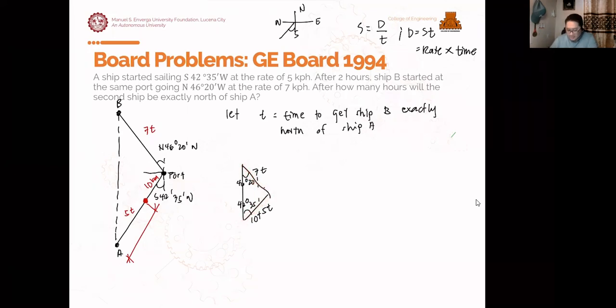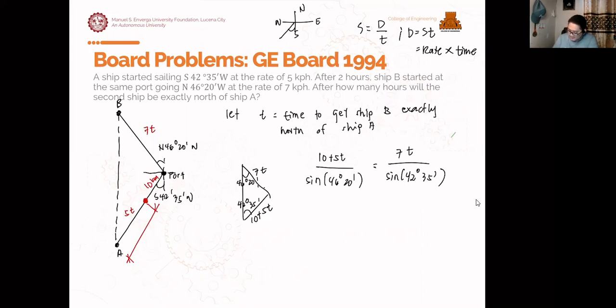Although we can also get the value of that, since we have two values: 180 minus these two. That is the value of that side. But if we stick to the given, we can use sine law. Later, let's try if we can use cosine law, to see if the value is the same. So if I take this angle, its opposite is this. So 10 plus 5t over sine of 46 degrees, 20 minutes is equal to 70 over sine of 42 degrees, 35 minutes. Okay?